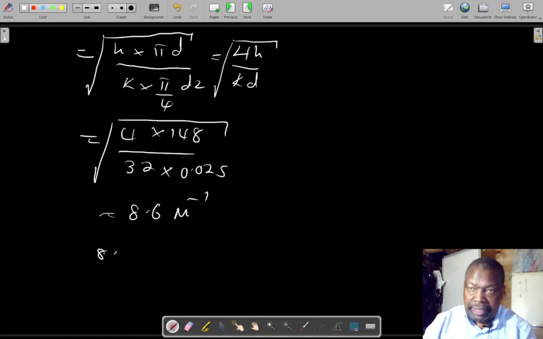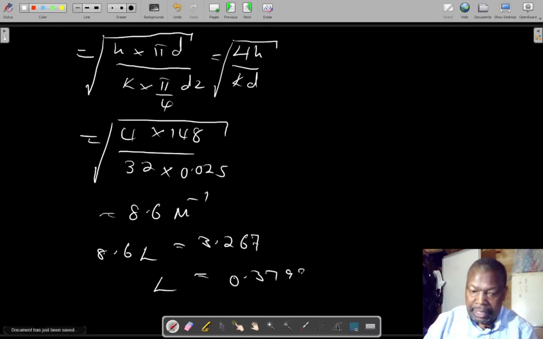So it means that 8.6 times L is equals to 3.267, such that L is equals to 0.3799, which is approximately equal to 0.38 meters. Let us have a look at another example.